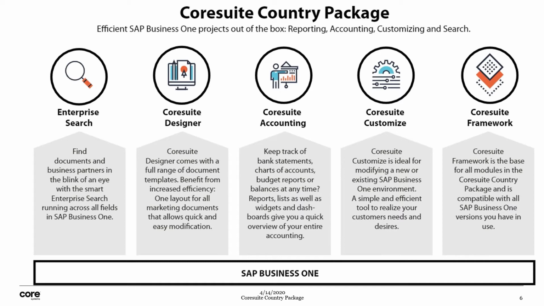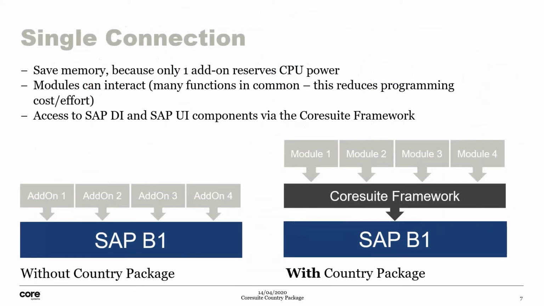And here we're going to take a look at the Coresuite Country Package. So the country package exists based on different modules. You have here, let's say on the ground as a base, of course, the Business One system itself. And on it, you have different modules like the Enterprise Search, then the Coresuite Designer, Coresuite Accounting, or Coresuite Customize. Those are add-ons that are part of the country package, different modules, and you can use them to customize or really individually adjust your Business One system. And all those add-ons, they run on the Coresuite framework. That's what we're going to see also on the next slide, maybe a little bit easier to understand.